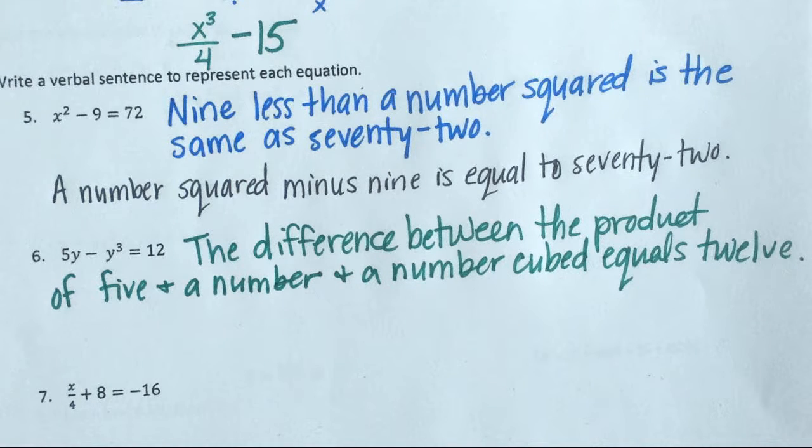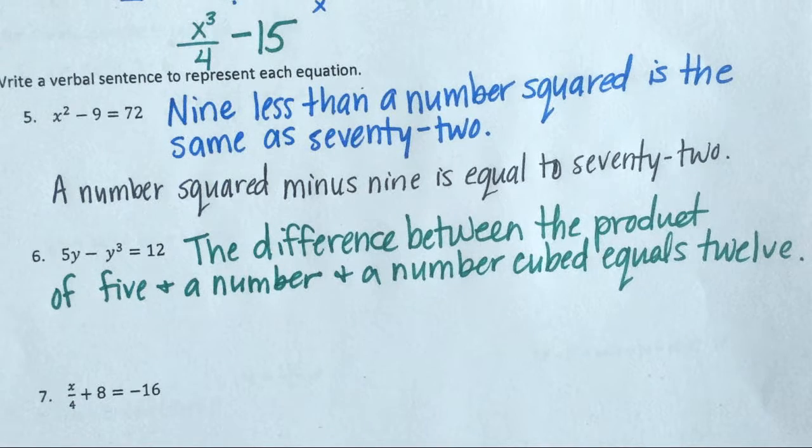If Cooper puts the product of 5 and a number minus the number cubed equals 12, I'm not going to be mad at that. I'm not going to be mad at anything he has as long as he has difference for minus, product for multiplication. He doesn't mix up his vocab terms. Go crazy. In 6.